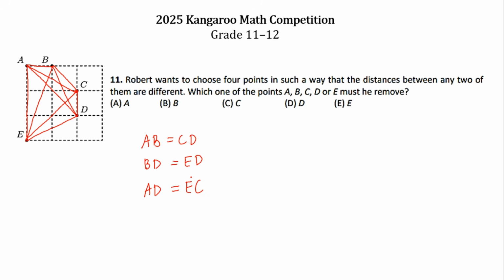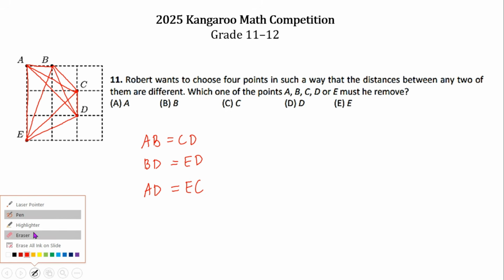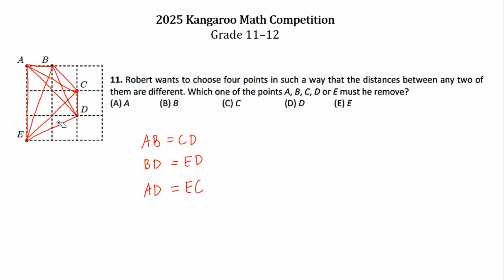Now let's eliminate point D and all the segments coming from point D. Let's see what happens. So if we eliminate point D, we eliminate this segment, this one, this one, this one. Now let's see if there are equal distances. Okay, so it seems that all the distances are different already. So the point that must be removed must be point D. So the answer is option D.